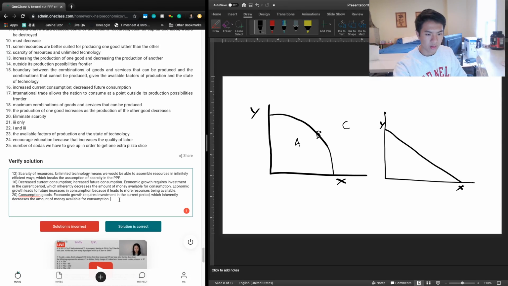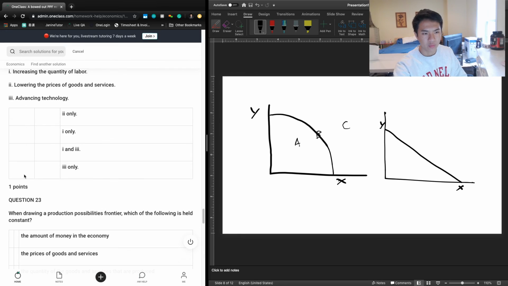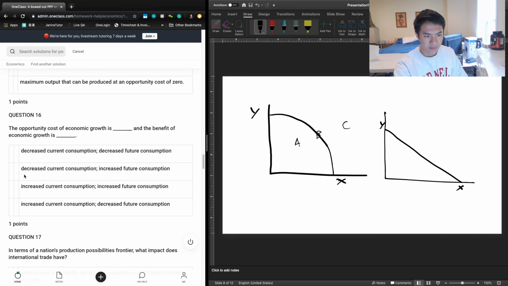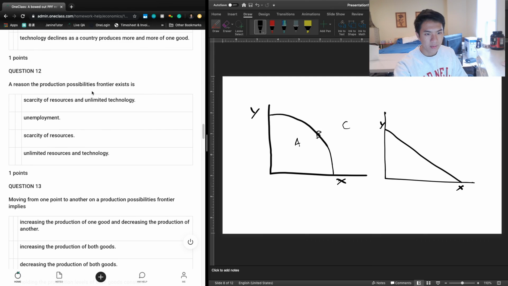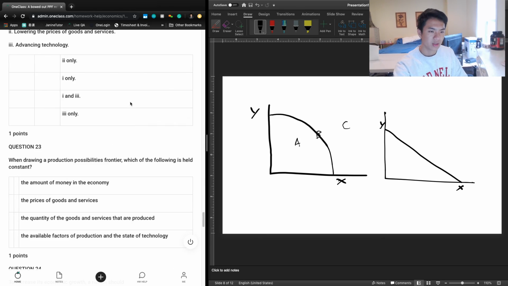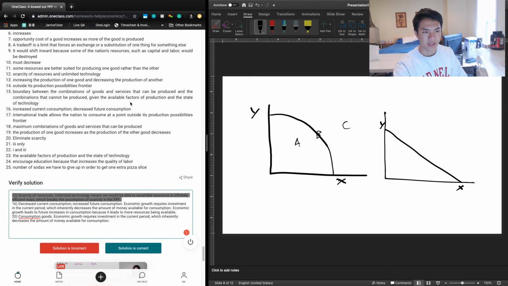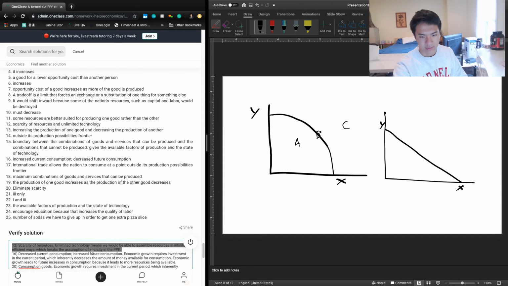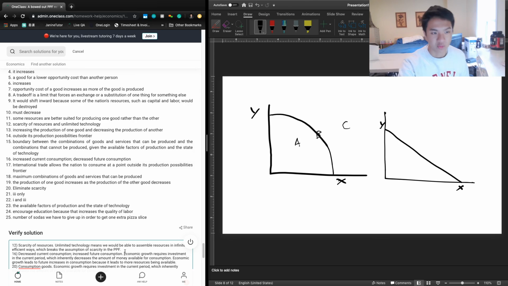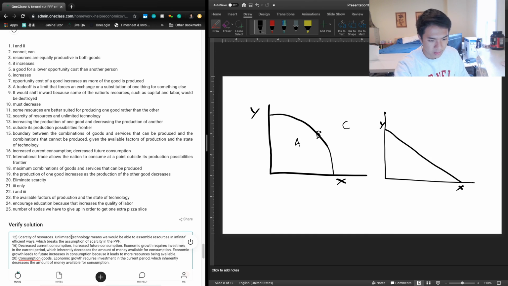And so we've covered all of the questions, all 25 questions. There are 3 questions in which we take issue with. The first question is talking about what are the assumptions of the PPF, so question 12. It exists because of scarcity of resources and just scarcity of resources, not unlimited technology. Unlimited technology assumes infinite technology, that we don't have and would allow us to produce everything as much as we wanted it. So that's not going to be a condition of PPF.